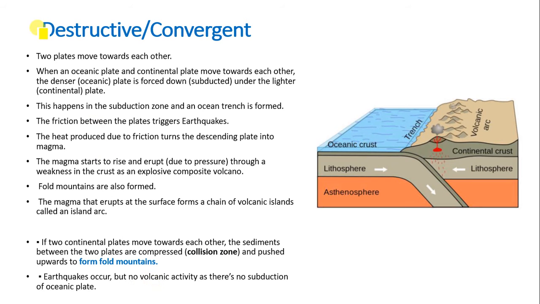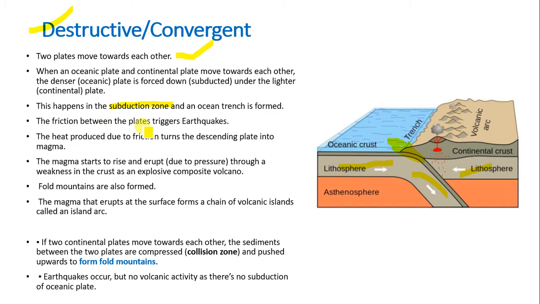Then the second type of plate boundary we're looking at is the destructive plate boundary. Now, in a destructive plate boundary, two plates move towards each other. So the oceanic plate and the continental plate are moving towards each other. And because the oceanic plate is denser, it is heavier, it is forced to move under the continental plate, forming an area known as the subduction zone. So it's subducted under the lighter continental plate. This happens in the subduction zone, and the oceanic trench is formed.